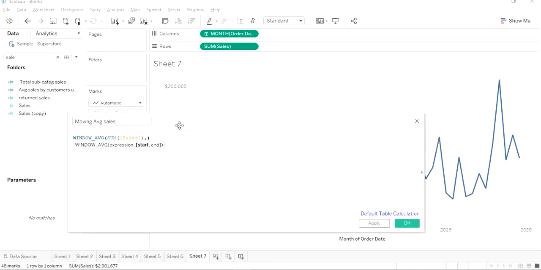For the start, let's say I want to go to the previous 10 days. You start from the previous 10 days and come to the current point. 0 means at this point of time. If I'm at the month of July, then July. If I'm at August, then August. So for each point, it will go back to the previous 10 points, add them up, and give you the average.